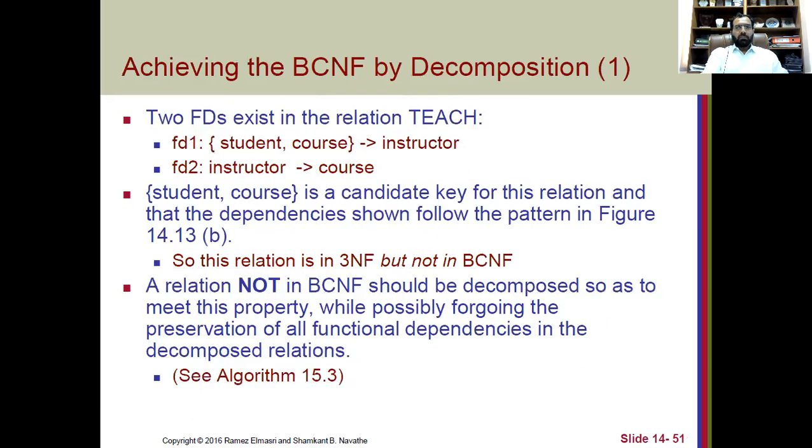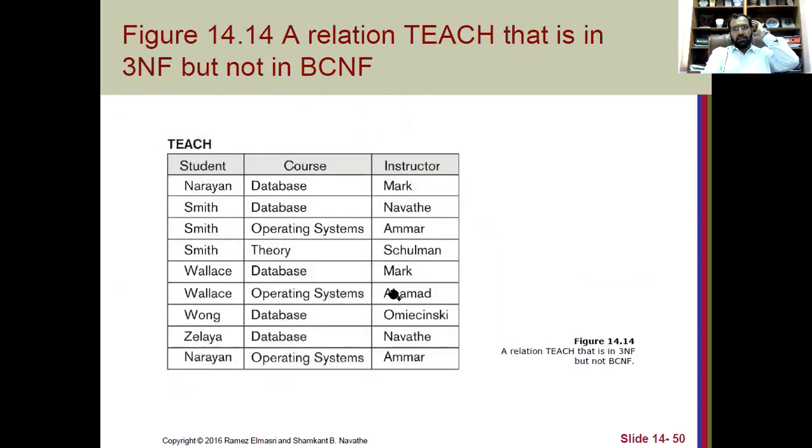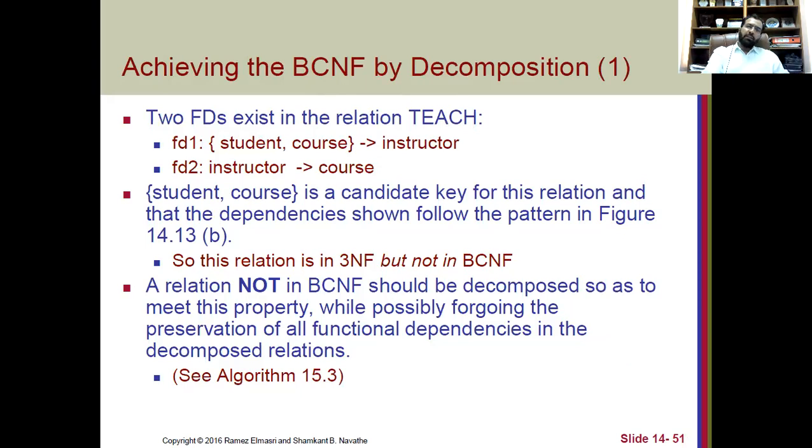So here is the explanation of the same example. Try to solve it yourself, because here we find two dependencies: the student and course determine the instructor, but the instructor also determines the course. You can see in this relation that student and course will be considered a candidate key for the relation, and the dependencies shown follow the pattern in figure 4.13(b), which we represented earlier. A relation not in BCNF should be decomposed so as to meet this property.